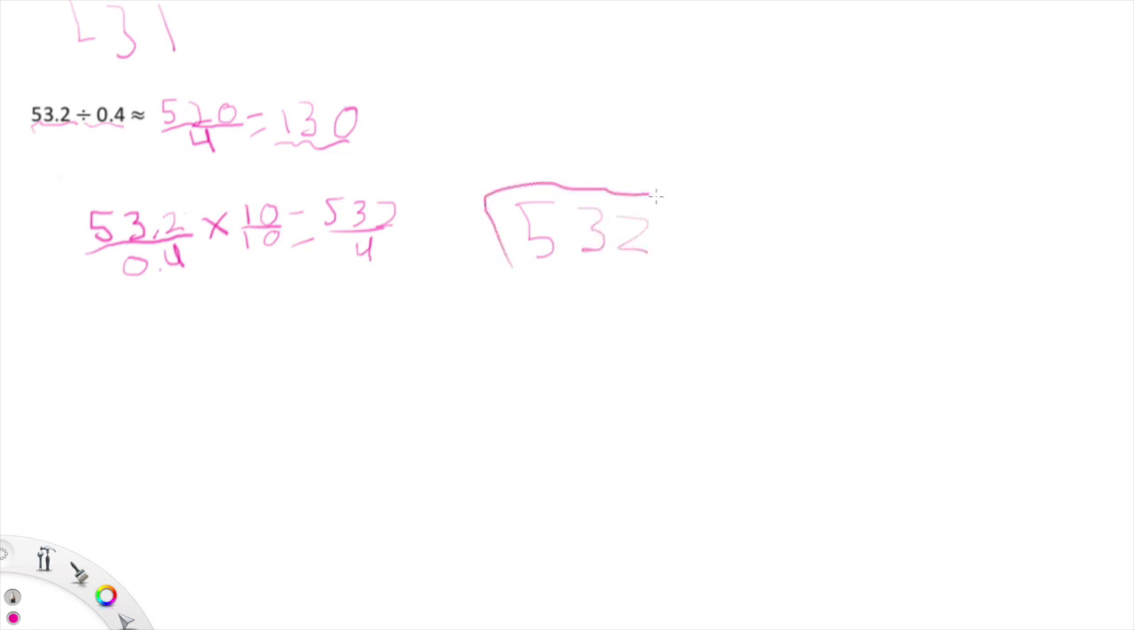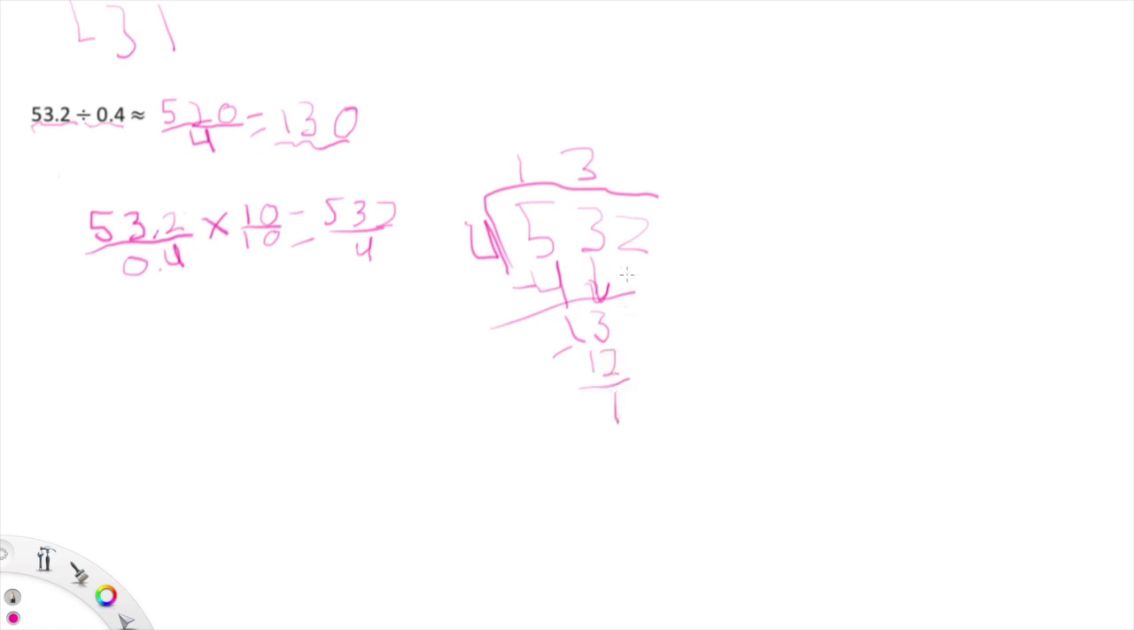So let's go: 532 divided by 4. 4 goes into 5 once. I'm going to put 4 down here, and we have to subtract that, which is 1. Drop the 3. And 4 goes into 13. Let's see. 4, 8, 12. So it goes into 13 3 times. And 4 can't go all the way into 13, so it's going to be 12, because 4 can go into 12.